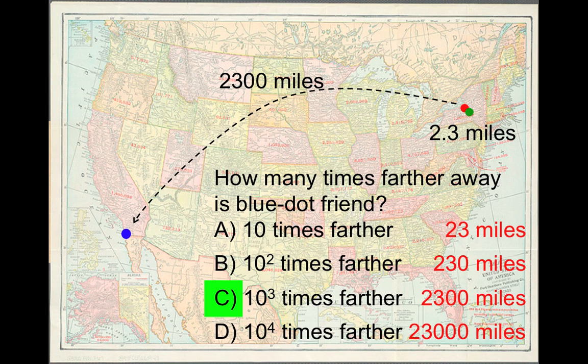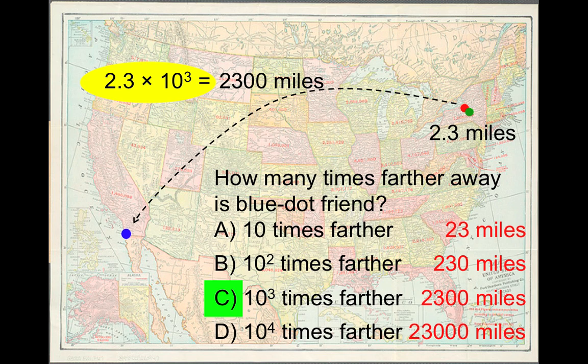And then 10,000 times farther would be 23,000 miles away, which I'm not even sure is possible on the surface of the Earth. But anyway, another way that we can write 2,300 now is we can say, well, it's 2.3 times 1,000, 2.3 times 10 to the third. And this exact format here is called scientific notation.